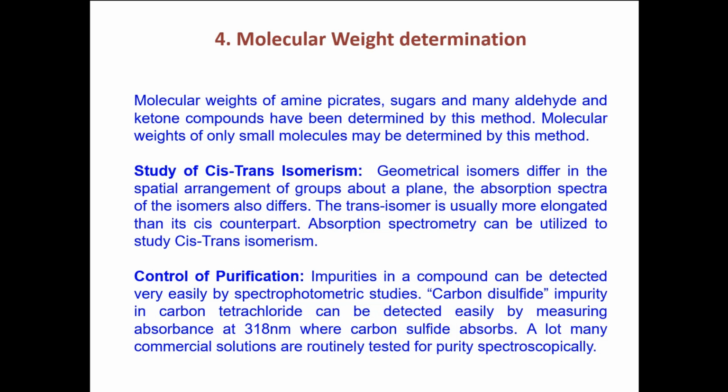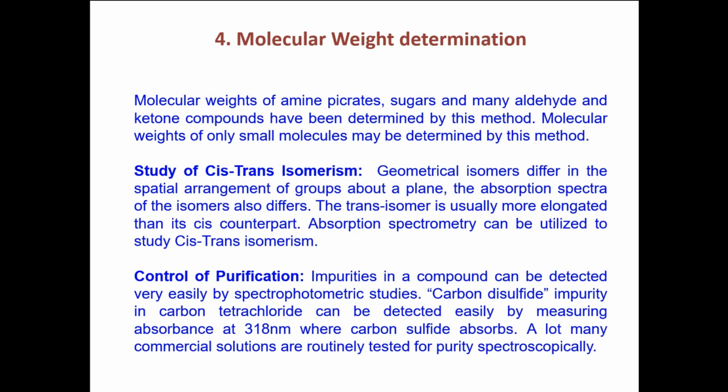Geometrical isomers differ in the spatial arrangement of groups about a plane. The absorption spectra of the isomers are also different, because when there is a change in the arrangement, the absorption will also change. The trans isomers are usually elongated, the longer ones, whereas cis isomers are somewhat shorter ones.